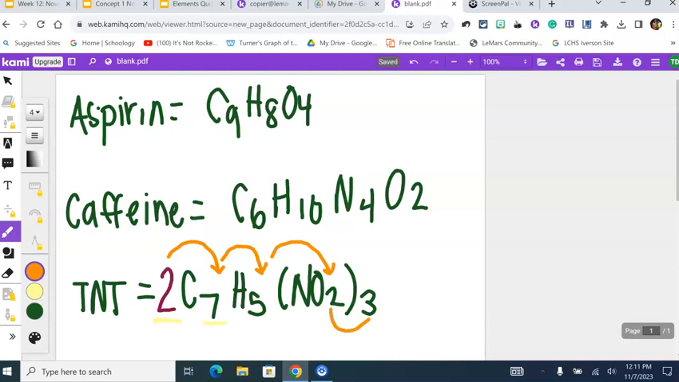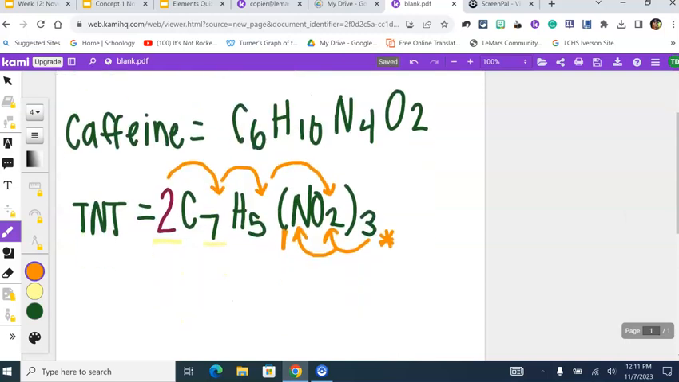And a subscript multiplies everything that it is either attached to, or in this example right here where I've got the 3 outside of the parentheses, that subscript multiplies everything inside the parentheses, but then stops at the parentheses. So let's just do one of these. So if you're looking at 2C7H5N(O2)3, how many carbons do I have?